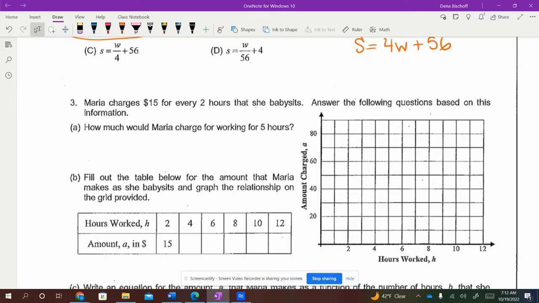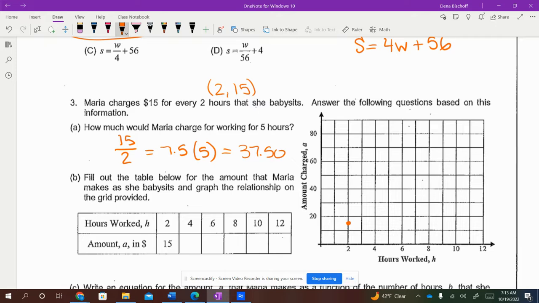Example number 3 says Maria charges $15 for every 2 hours. So that means that when x is 2, the money made is 15. So let's see, I'm going to plot that point right now, (2, 15). How much would Maria make if she worked 5 hours? Well, let's figure out what she's making per hour. So 15 divided by 2 is 7.5. So that means that she makes $7.50 per hour. 7.5 times 5 is $37.50.